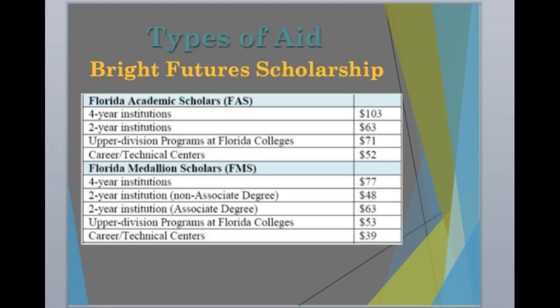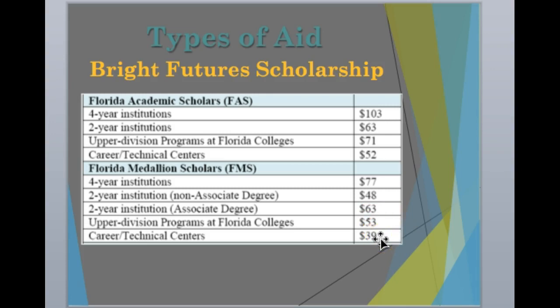And how it is funded, you'll see this chart right here, is that the Florida Academic Scholars pays 100% tuition at a state university or community college, and $300 towards books, while the Florida Medallion Scholars funds by the credit hour. It pays $77 a credit hour at a four-year university, and $63 a credit hour towards an associate's degree at a community college. And it does fund technical centers as well. But that is how the funding is distributed at Bright Futures.